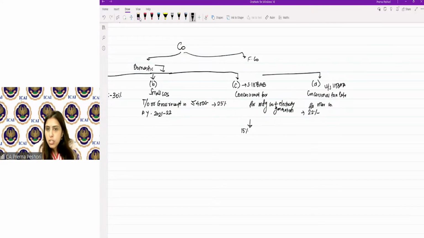Manufacturing plus electricity generation. The rate of tax is 15%. Now, what are the other conditions which are applicable over here? Here, the conditions are that this company should be engaged in the manufacturing or the electricity generation. There is also the condition on when it has started the business. So these are the conditional tax rates. Only when you fulfill those conditions, this particular provision will be applicable.